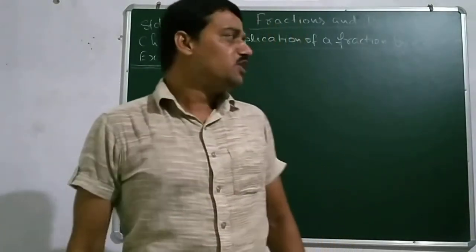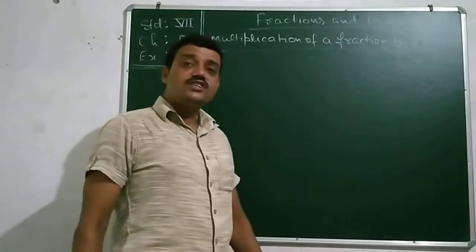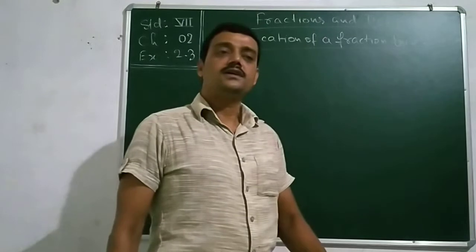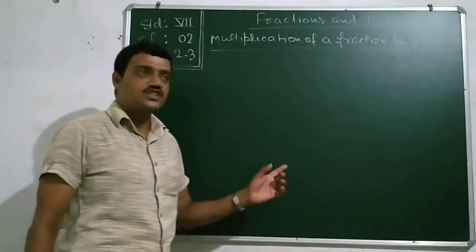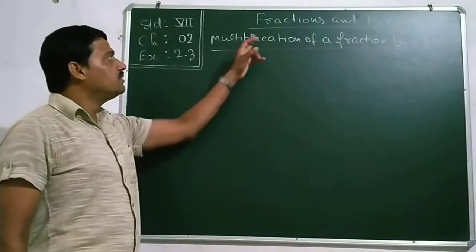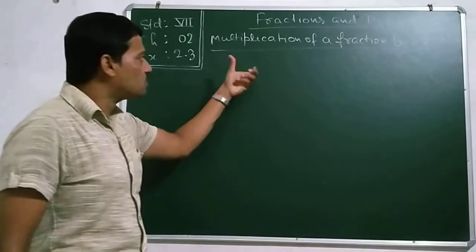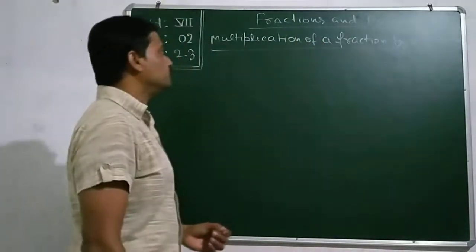I will explain to you today exercise 2.3 of chapter 2 of Maths for Standard 7, that is fractions and decimals, and the topic is multiplication of a fraction by a fraction.